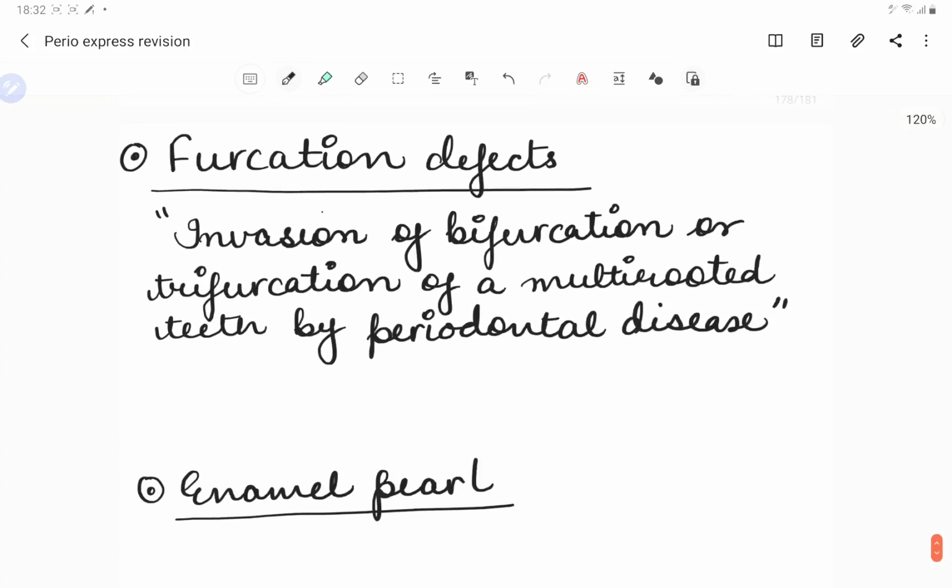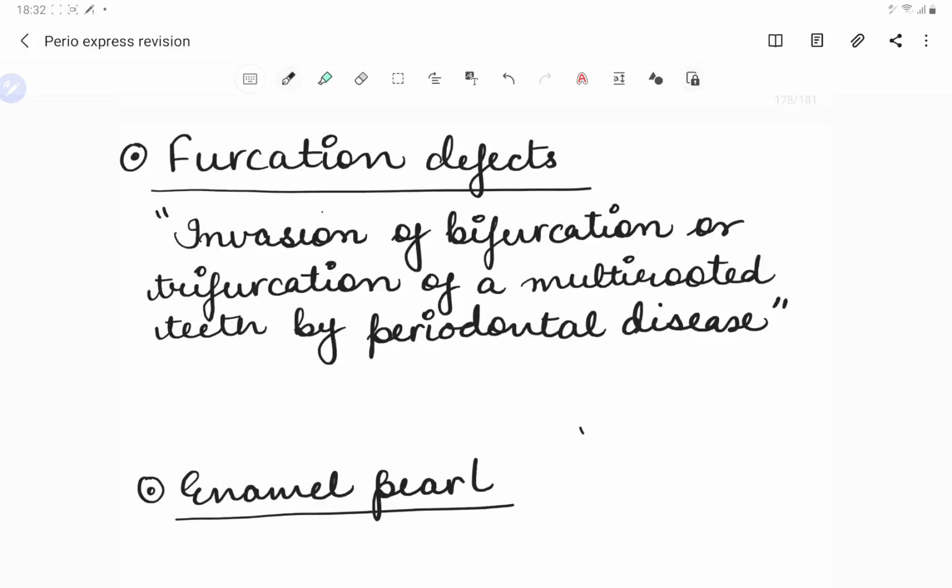Now, talking about the furcation defect. What is a furcation defect? When there is bone loss due to any periodontal disease, and this bone loss affects the root trunk and reaches up to the furcation, we call it a furcation defect. Invasion of the bifurcation or trifurcation of multi-rooted teeth by periodontal disease, usually as bone loss affecting the base of the root trunk, which is the furcation area, is what we call the furcation defect.